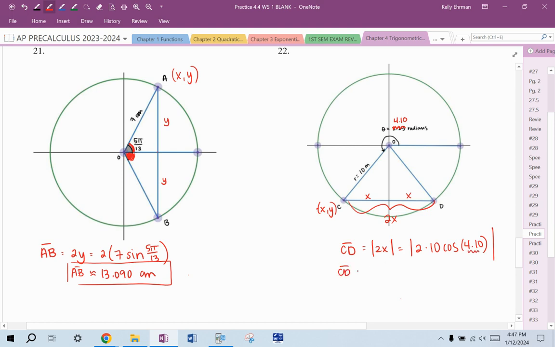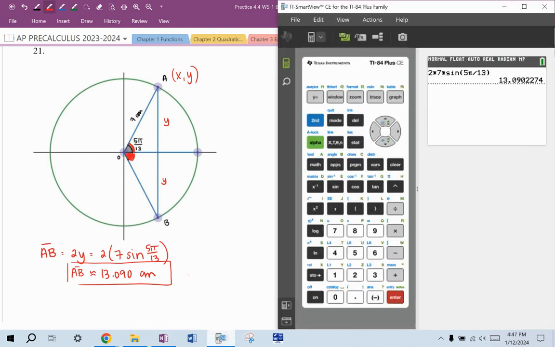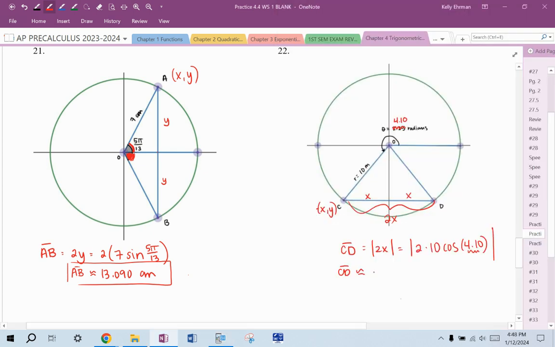And then CD is approximately equal to 2 times 10 cosine of 4.10, or maybe it was 4.05, I don't remember. So again, even though this is negative, I'm saying, okay, absolute value that, it's a distance. So 11.496. And that would be labeled in meters. So my answer might be off a little bit.